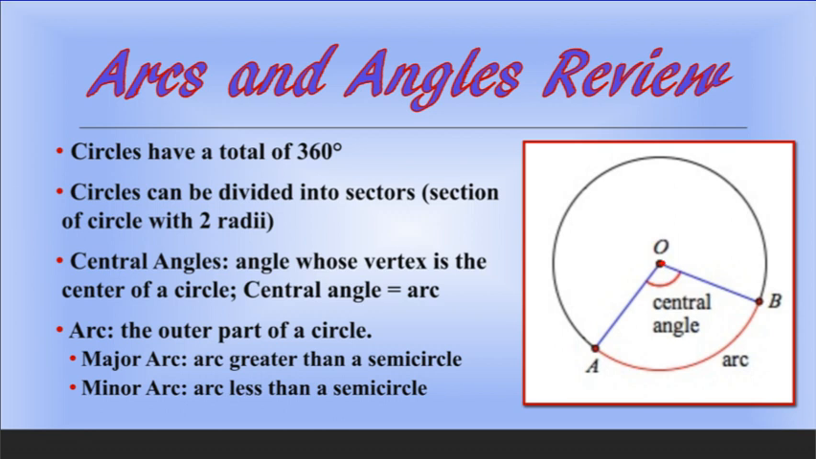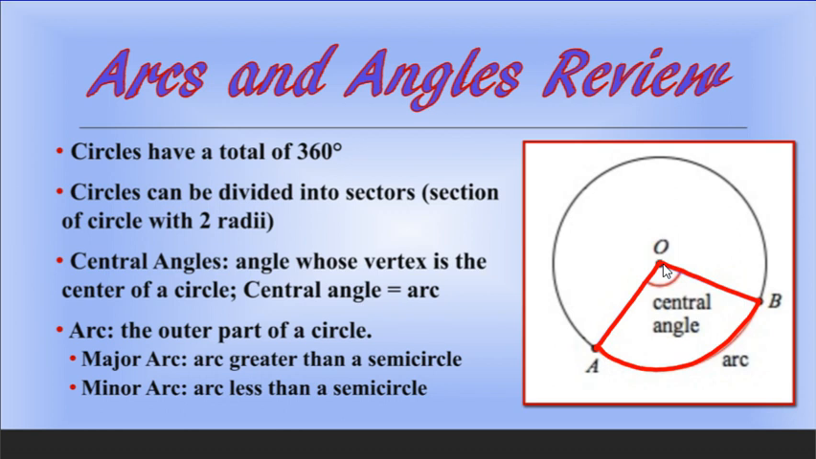Radii, or radius, would be one part from the center to the outer part of the circle. And then we have another one over here. So there's our two radii. Forms this whole piece. So this whole thing would be one sector. The central angles are those angles whose vertex is the center of a circle.